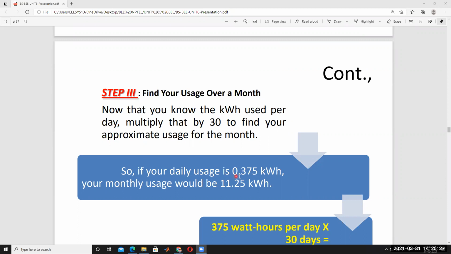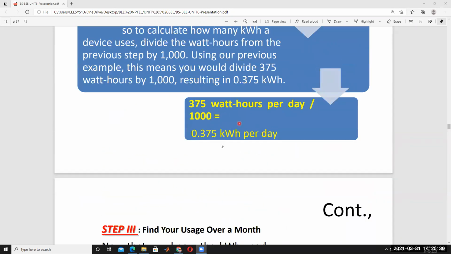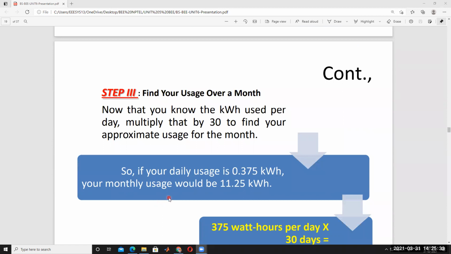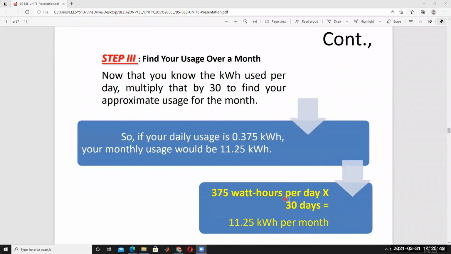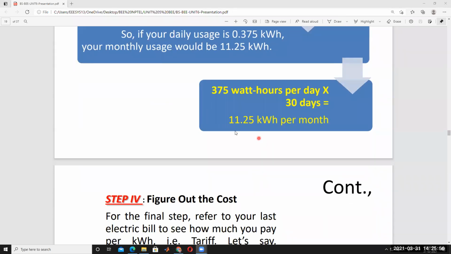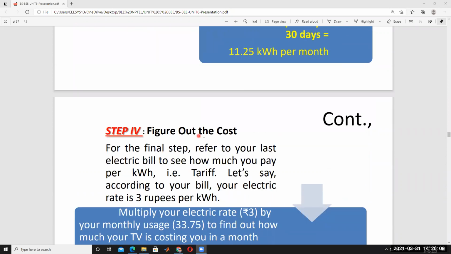So if daily it is 0.375 kilowatt hours, multiplying by 30 days, your monthly usage would be 11.25 kilowatt hours. So 0.375 kilowatt hours per day into 30 days is equal to 11.25 kilowatt hours per month. This is then converted into the cost. So in step 4, figure out the cost.